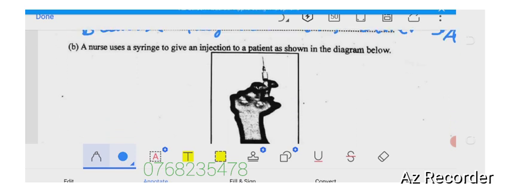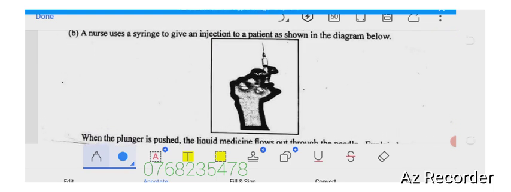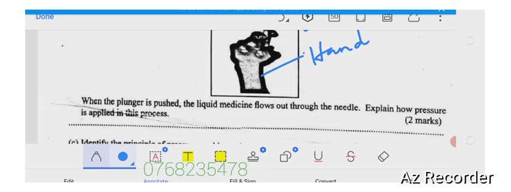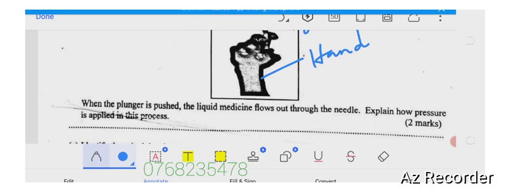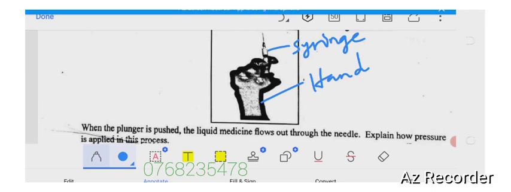Part B, a nurse uses a syringe to give an injection to a patient as shown in the diagram below. As you can see, this is the syringe, and then this is the hand. So when the plunger is pushed, the liquid medicine flows out through the needle. Explain how pressure is applied in this process. So from Pascal's principle, we say that pressure applied at one point of an enclosed liquid is equally transmitted to other parts of the liquid.